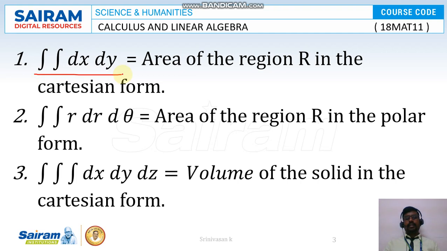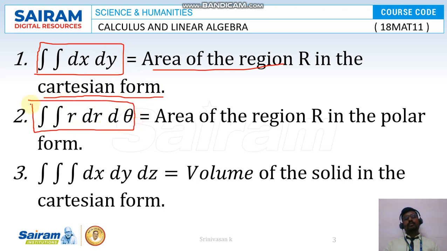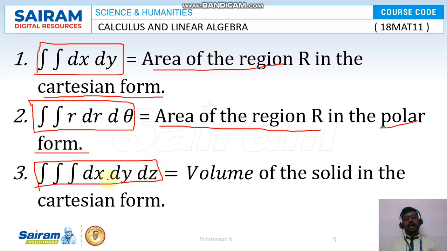Double integral of dx dy. This is the formula to find the area of a region in Cartesian form. In case the given curve is in polar form, how do we find the area? Double integral of r dr d theta. This is the formula to find the area of a region in polar form. And next, the triple integral of dx dy dz, or dz dy dx, is the volume of the solid in Cartesian form.